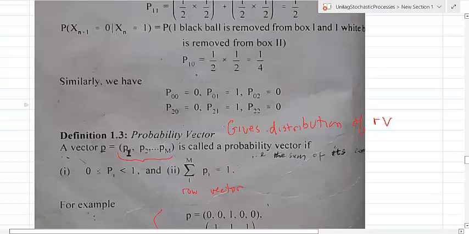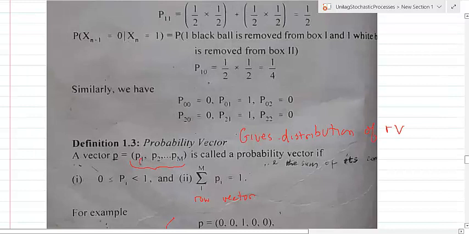Now there's a slight error here. This should be P0, P1, according to our previous convention. So I'll make that change here. This should be P0, P1, and so on. And this should be the sum from 0 to m, if we're consistent with our previous notation.